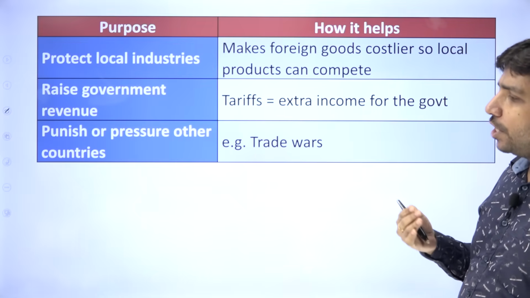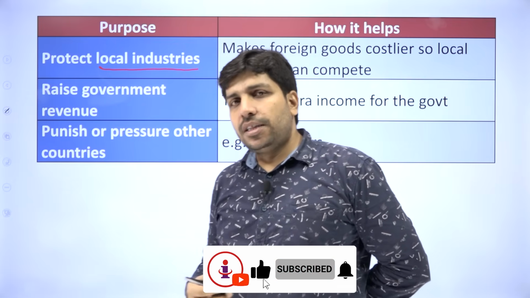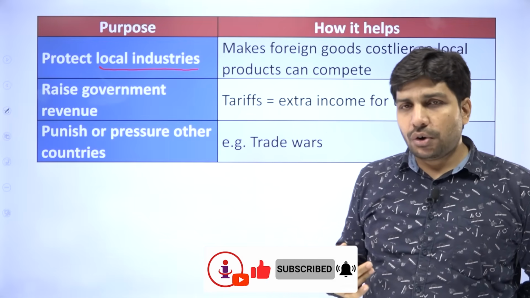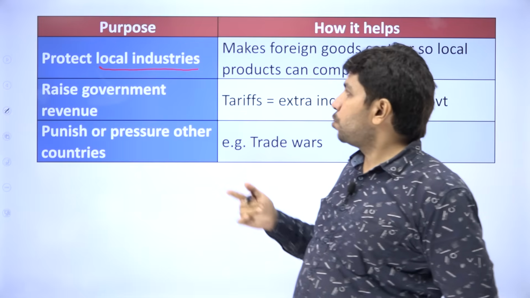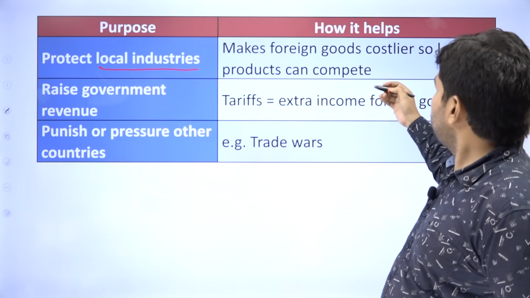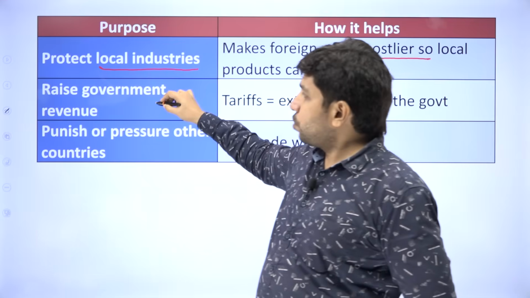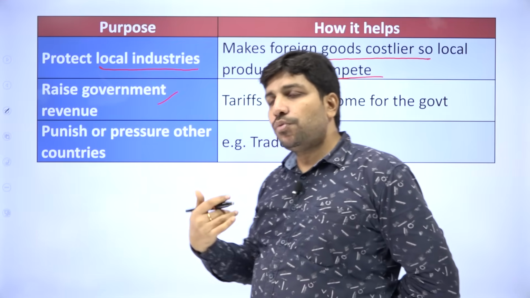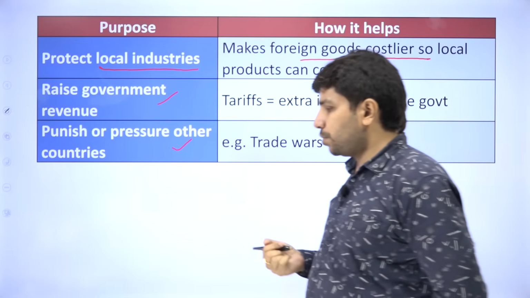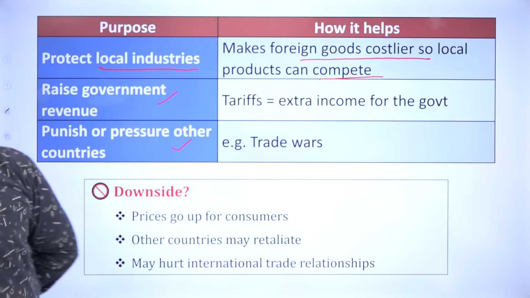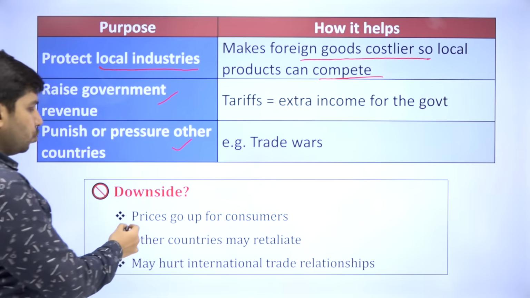So the ultimate objective, it is said, is to protect local industries. The countries feel that if the import is freely allowed, that makes their domestic products hard to compete. So to protect the local industries, they make foreign goods costlier so that local products can compete. If tariff is increased, more revenue will accrue to the government. They can also act as pressure tactics like trade war, which President Trump is doing these days. But the downside of this tariff trade is that prices go up for consumers.